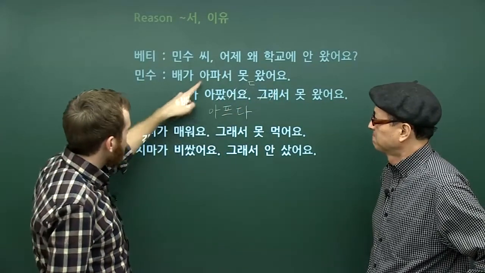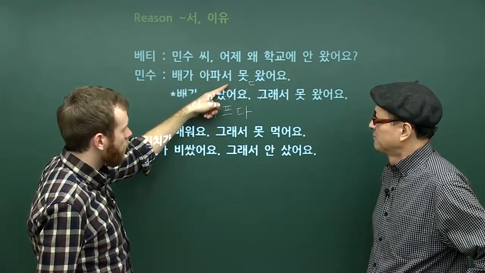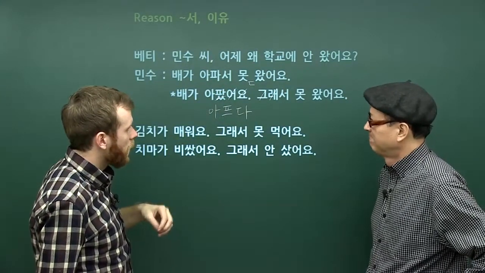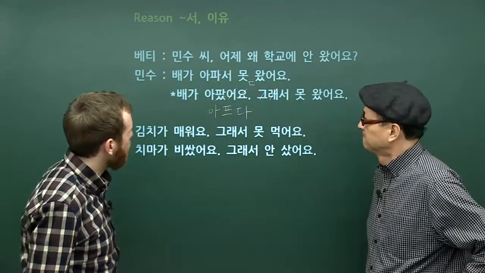So even if I don't know when I look at 아파서, 아파서, so that never changes. If I'm talking about the future, the present, or the past, it always looks the same way. It's the next verb that shows the tense.